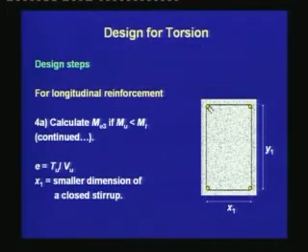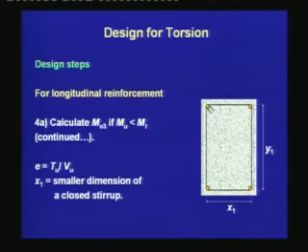Remember that we need to do this only if the torsion is high compared to flexure. In this expression, e is equal to Tu divided by Vu. Note that this e is not the eccentricity of the prestressing steel. Here, e is the ratio of the ultimate torsional moment to the ultimate shear, and x1 is the smaller dimension of a closed stirrup. Thus, for a closed stirrup, we are representing x1 as the smaller dimension and y1 as the larger dimension.